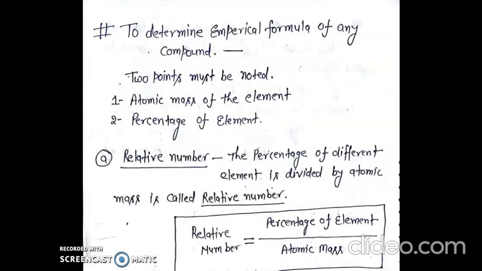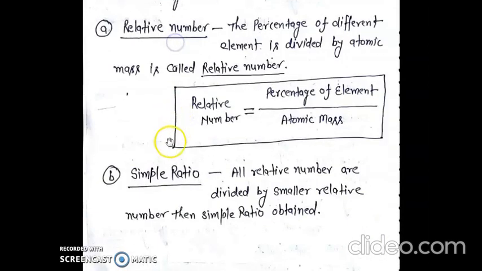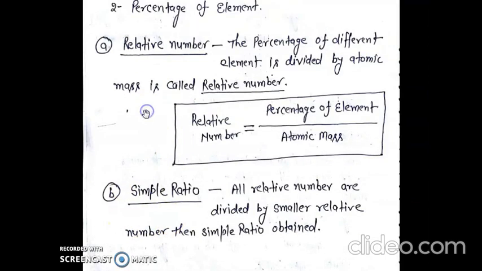The next topic is to determine the empirical formula of any compound. Two points must be noted. First, the atomic mass of the element, and second, the percentage of the element. There are two important points: first is the relative number and second is the simple ratio. So first is the relative number.